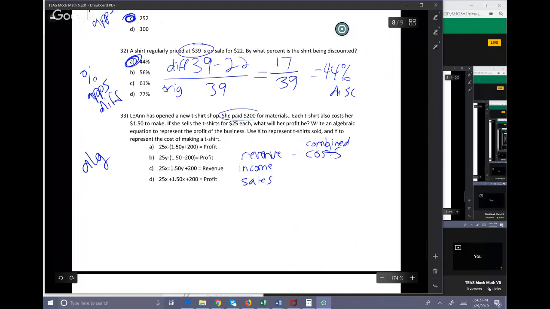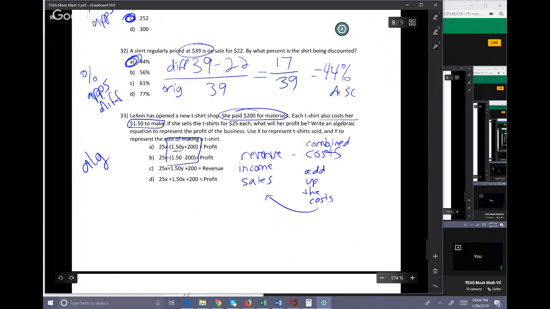You'll notice here there's a flat $200 cost for materials, and it also costs her $1.50 every time she makes a shirt. What that's going to look like is this. You're going to see a parenthesis. Only 2 of them even have parentheses, because you have to combine the costs first. If you don't combine the costs and you take the revenue minus a cost, you get completely skewed numbers. You have to add up all of the costs, then take those from the sales.